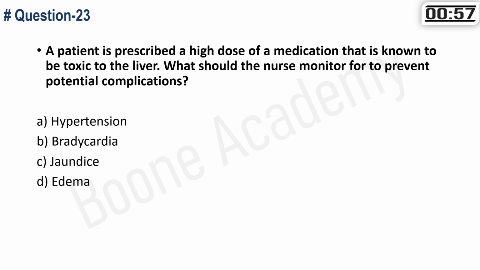Question 23. A patient is prescribed a high dose of a medication that is known to be toxic to the liver. What should the nurse monitor for to prevent potential complications? A. Hypertension. B. Bradycardia. C. Jaundice. D. Edema. You have 1 minute to answer your question.